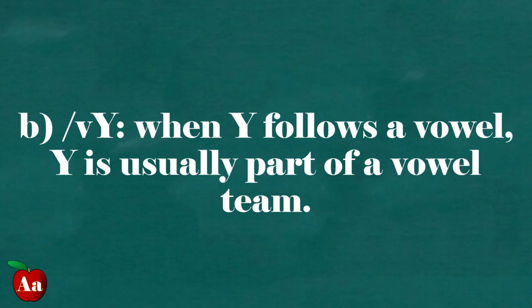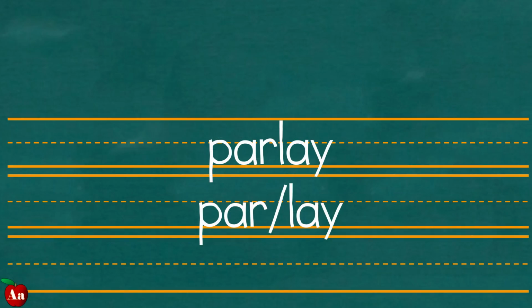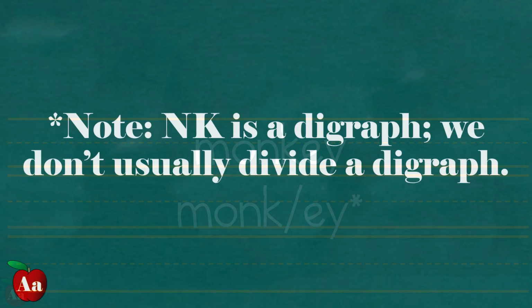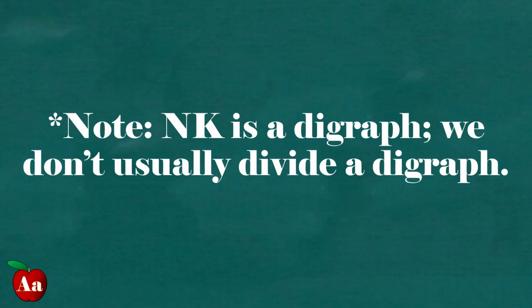B, when Y follows a vowel, Y is usually part of a vowel team. Parlay, divided between the R and the L. Monkey, divided between the K and the E. Note, NK is a digraph. We don't usually divide a digraph.